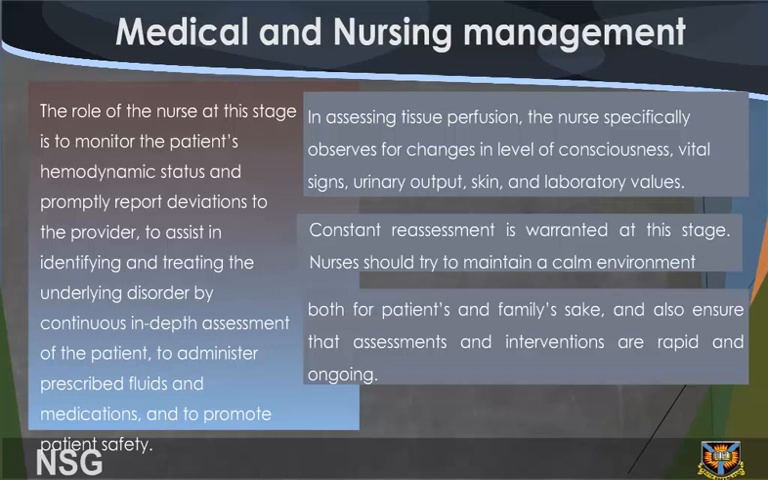In assessing tissue perfusion, the nurse specifically observes for changes in level of consciousness, vital signs, urinary output, skin, and laboratory values. Constant reassessment is warranted at this stage. Nurses should try to maintain a calm environment, both for patients' and family's sake, and also ensure that assessment and interventions are rapid and ongoing.